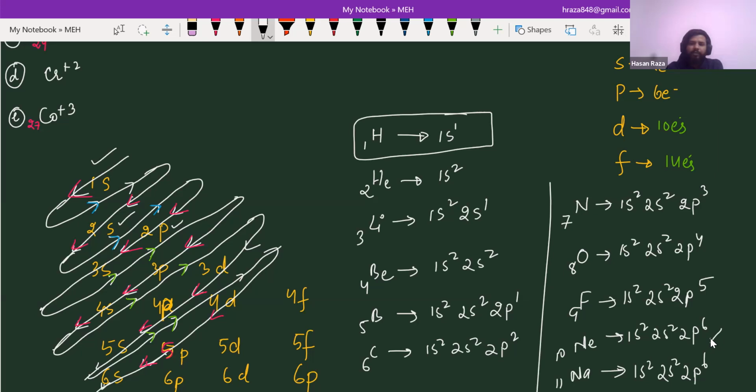You cannot fill it in there because it's at maximum capacity. Then after 2p, you need to move to the 3s. So it will have 1 electron. Are you getting my point? Yes, sir. Please do write it. Then I will give you some more to do by yourself.